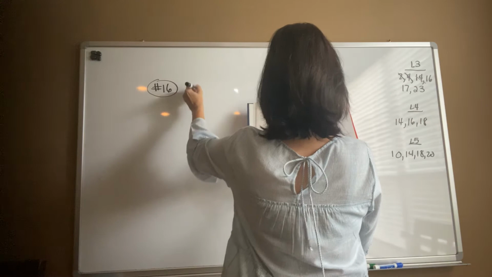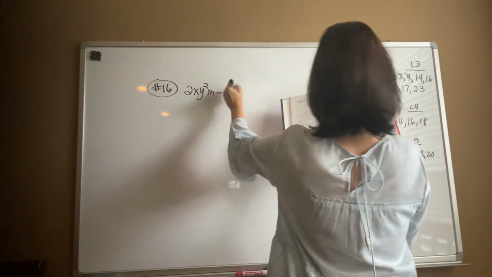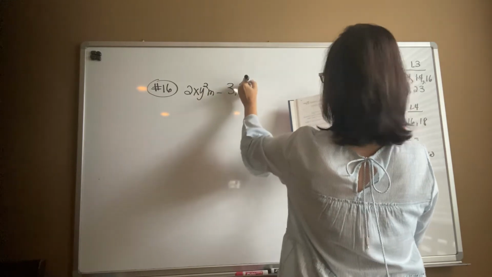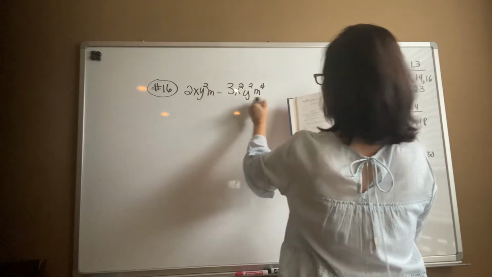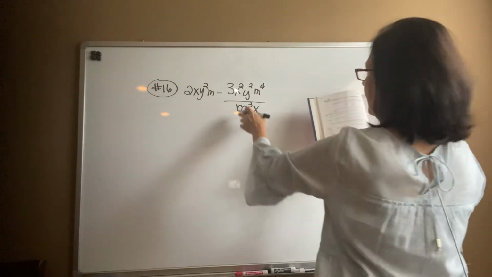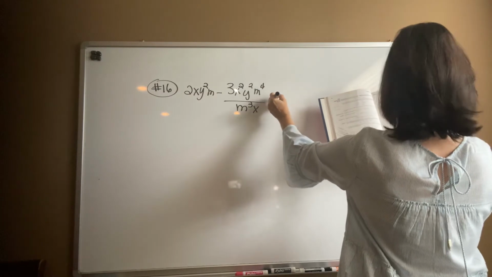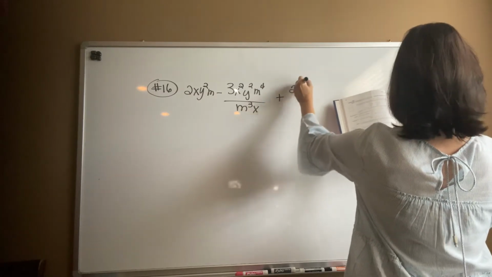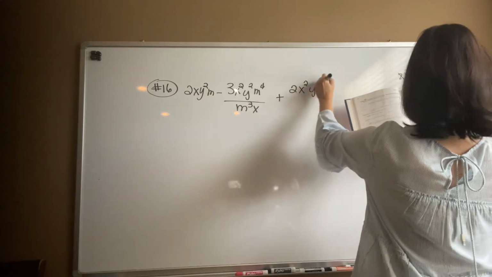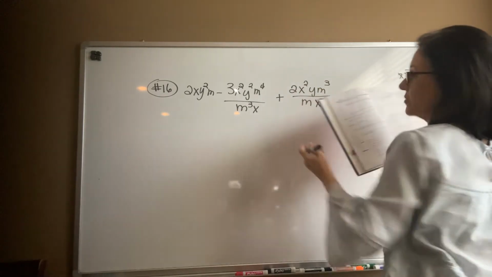We have 2xy squared m minus 3x squared y squared m to the 4th all over m cubed x. Okay, I need to combine my m's, I need to combine my x's. Well, I'm writing a little crooked there, huh? 2x squared ym cubed all over mx squared.